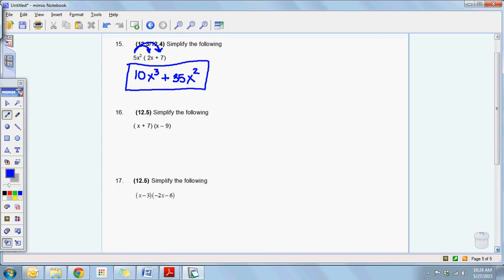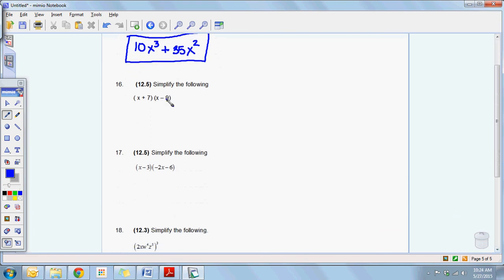Next one, when you're multiplying two binomials, the process is FOIL. Remember, FOIL stands for first, outer, inner, last, and this is where we're going to see binomial Bob. So you're going to start by multiplying 4 different times using FOIL.